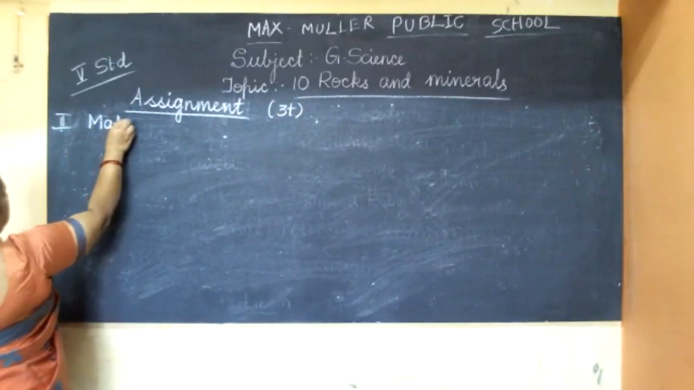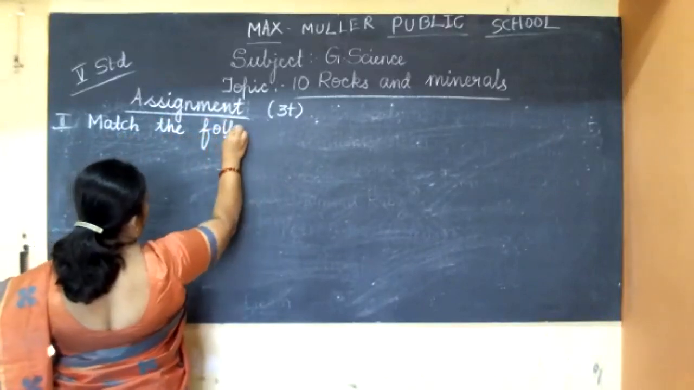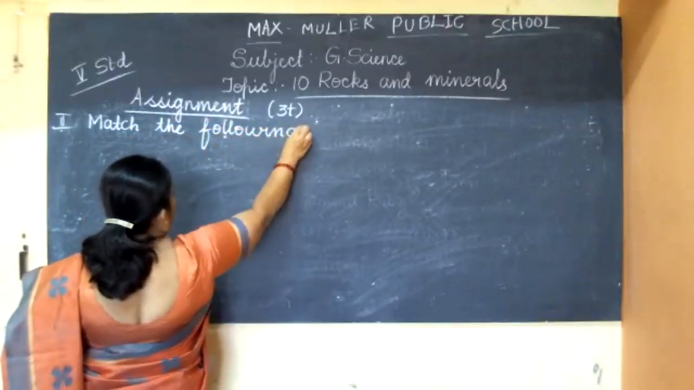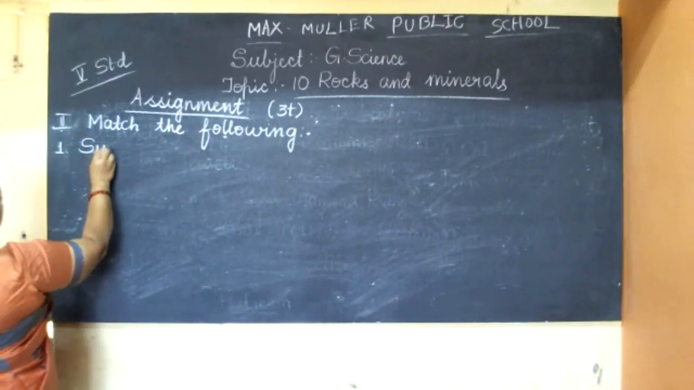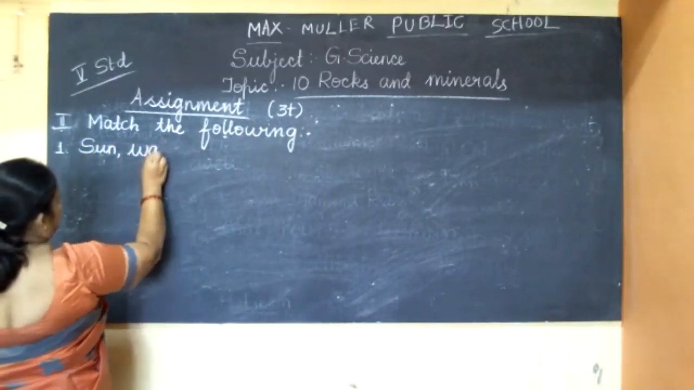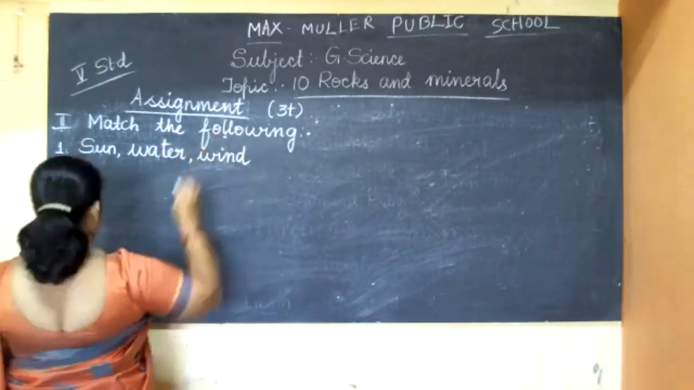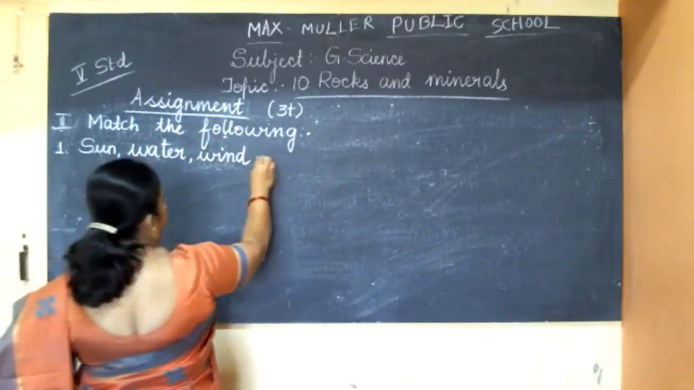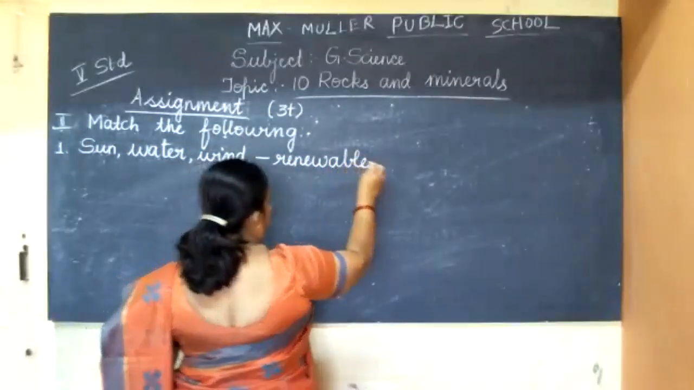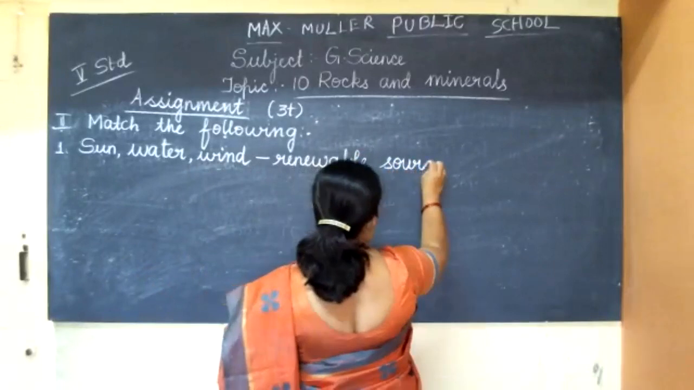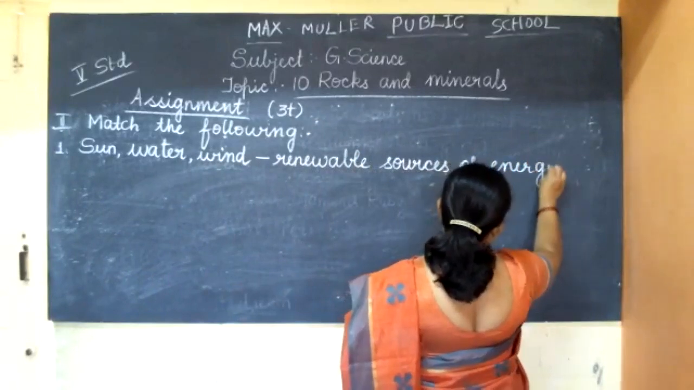Match the following. In that, first one: sun, water, wind. Sun, water, wind. So just now I explained. What is this? Renewable sources of energy.